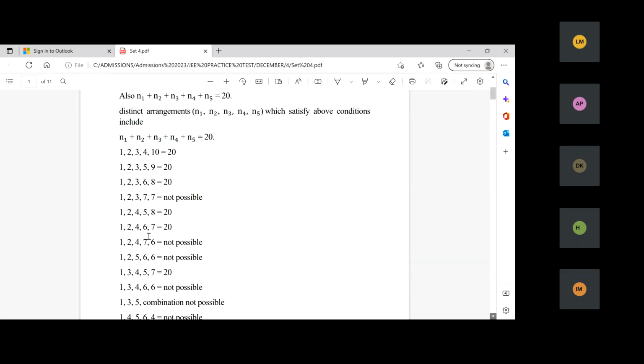So if this is 7, this number has to be 8, but it's not possible. If this is 5, this has to be 6 and this has to be 7 at least. But it's also not possible. So similarly, you can find out the combinations.